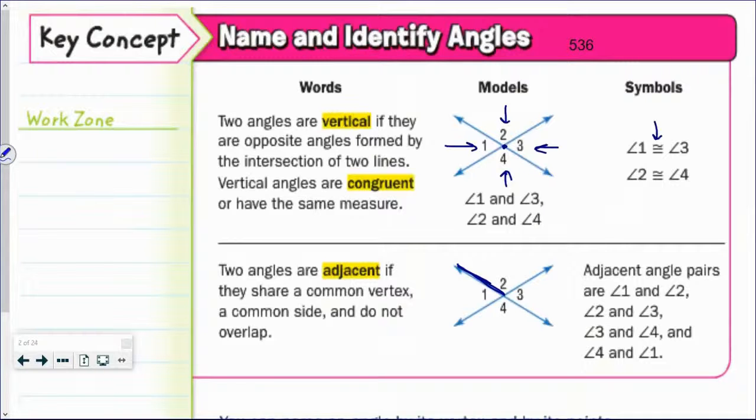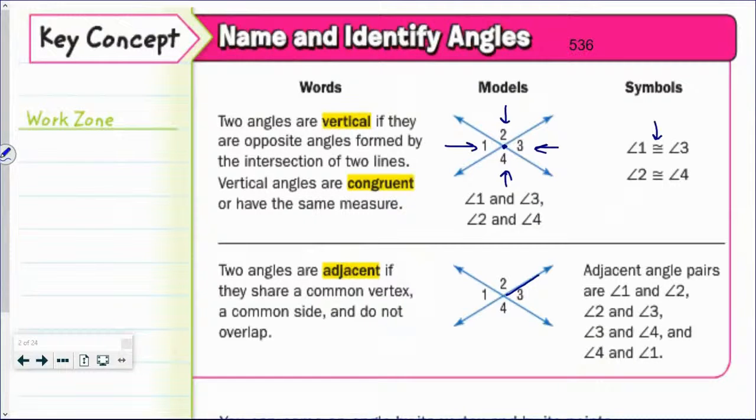But because angle 1 and angle 2 are touching each other, they are adjacent. What about angle 2 and angle 3? They share a side. So angle 2 is also adjacent to angle 3. Angle 2 is adjacent to angle 1. Angle 2 is adjacent to angle 3. But angle 1 and angle 3 are not adjacent to each other. They don't share a side. In fact, angle 1 and angle 3 are vertical angles.